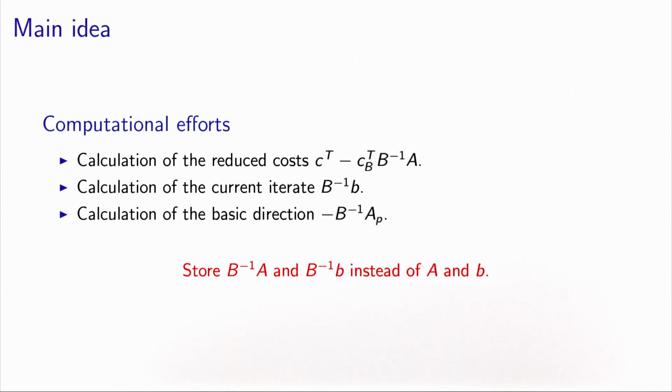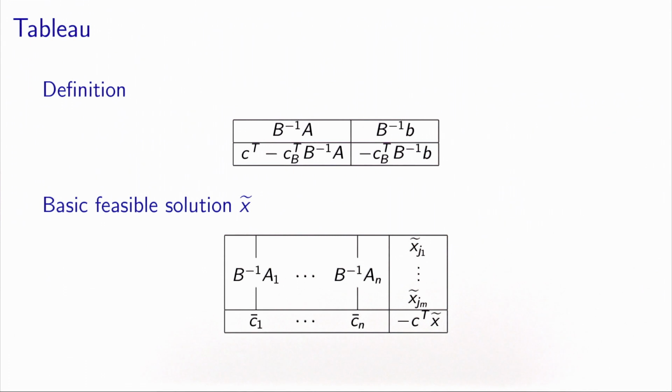The idea of the tableau is that instead of calculating this product each time we need it, let's store it explicitly. So we will store B^-1 A, which is a matrix, and B^-1 b instead of storing A and b. And therefore, we'll have direct access to the quantities that we need for the algorithm. So here is the definition of the tableau.